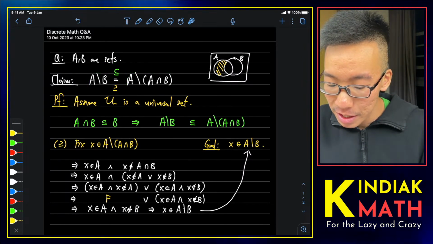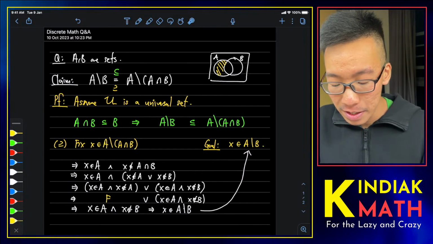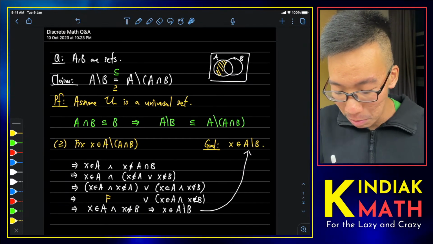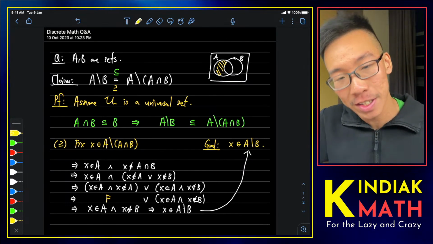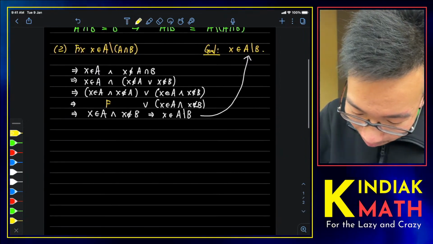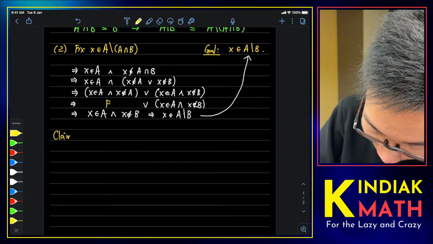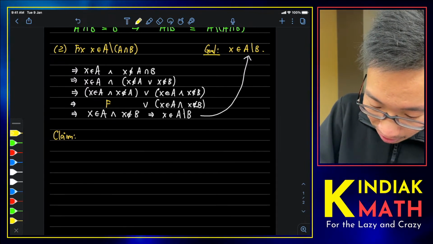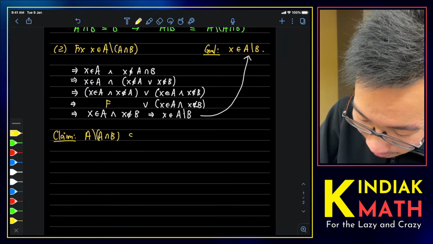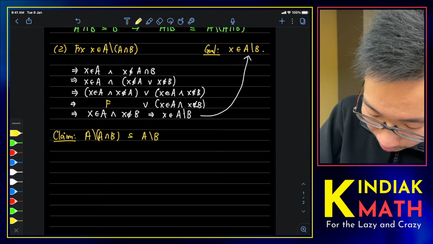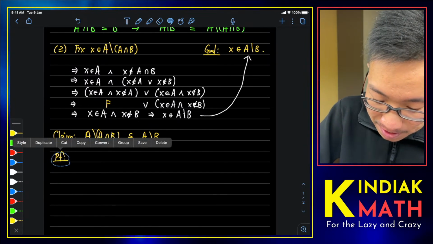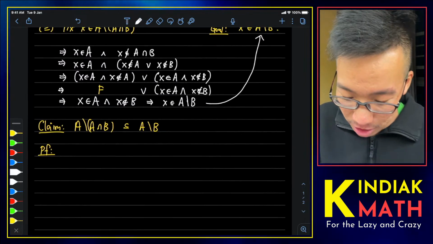I believe the set identity approach. Let's do a proof of set identities before going into the Q&A. I think that's actually a good exercise as well. So the claim is that A exclude A intersect B is a subset of A exclude B. So let's prove this using set identities instead of element chasing.